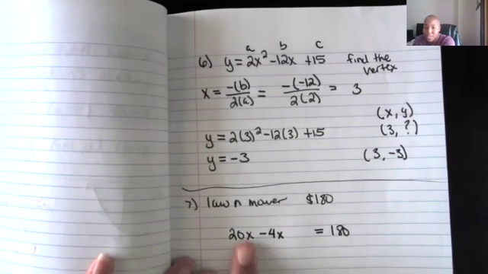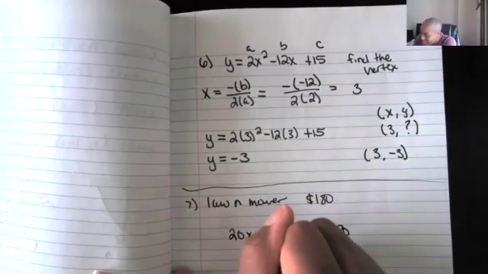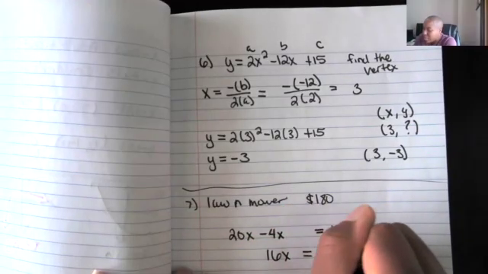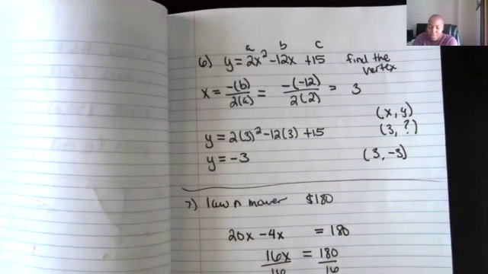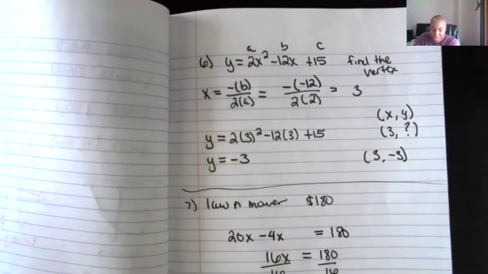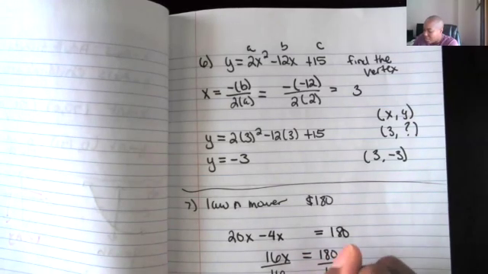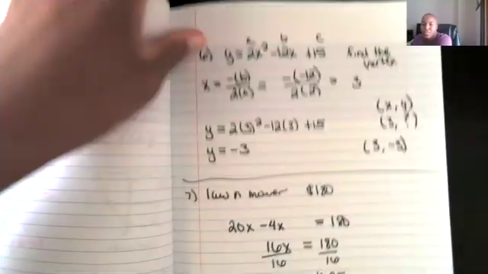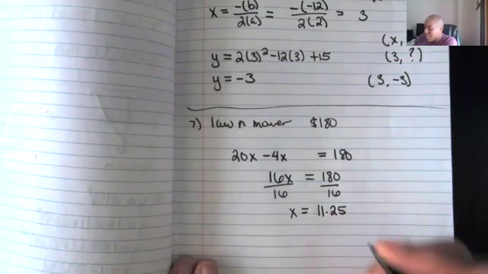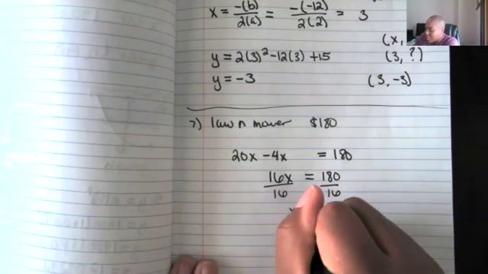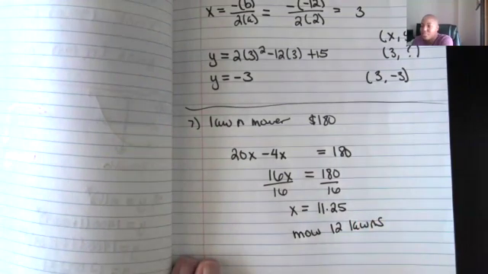So step 1 is to combine our like terms. We have 20x minus 4x, which is 16x, is equal to 180. And then we divide both sides by 16 to see how many lawns he needs to mow. So 180 divided by 16 is 11.25. We can't mow 0.25 of a lawn, so we have to go up. So he needs to mow 12 lawns. That's it.